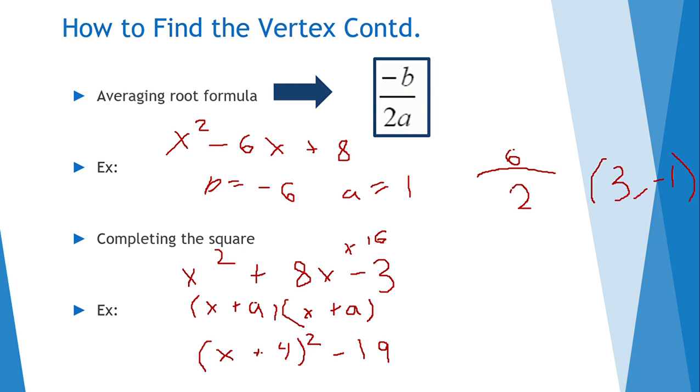So this is actually vertex form. Vertex form is essentially where you have the x value and the y value in a way where you can plainly see it. So if I wanted to actually find the coordinates of the vertex, what I would do is I would take the negative of this value here. I see I have 4, so it would be negative 4. And I would have negative 19. So negative 4, negative 19 should be my vertex.